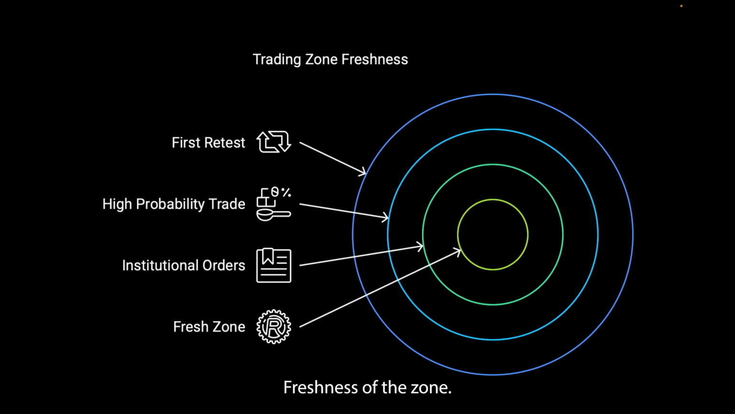Freshness of the zone. Here is a golden rule. Stick to zones that have never been tested before. The first time price returns to a fresh zone, that's where the magic happens. It's the highest probability trade. Why? Because institutions often leave unfilled orders here. And the first retest is when they come back to finish the job.